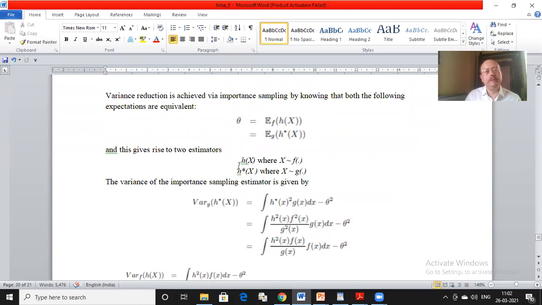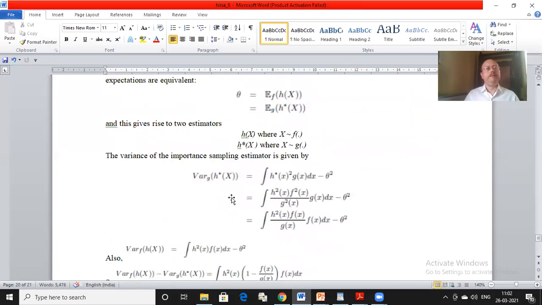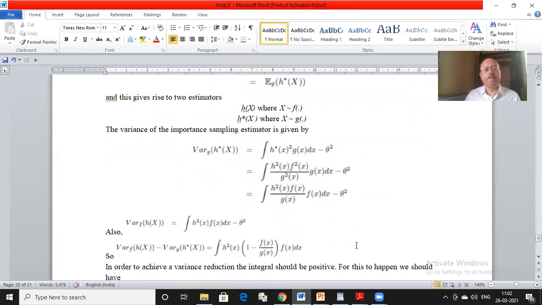But they use two different functions, H, where I use the F function, F probability, and H star, where I use the G probability. The variance of our new importance sampling estimator under G is given by this expression, H star square G dx minus theta square, which I can write as this ratio times fx dx minus theta square. So basically it is like calculating the variance of this altered function H square F by G under the F probability.